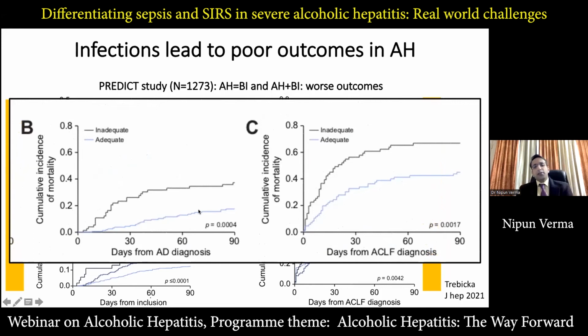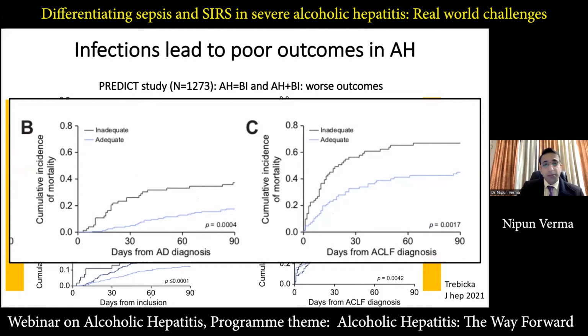And when they looked at the role of antibiotics in these patients, they found that those with demonstrable infection who were treated with adequate antibiotics had improved survival. On the other hand, patients with acute decompensation who were not treated with adequate antibiotics had poorer survival, both in acute AD patients as well as in ACLF patients. Meaning thereby, we have to identify infections early on and treat them adequately to prevent mortality in these patients.